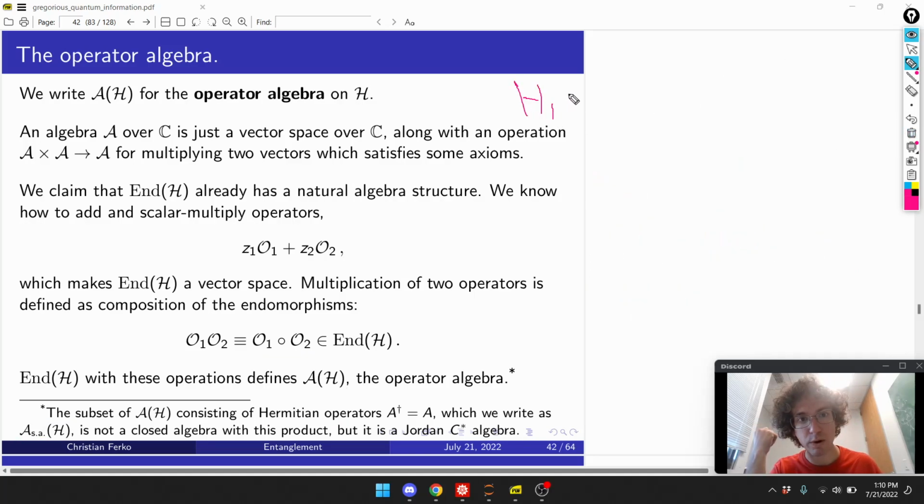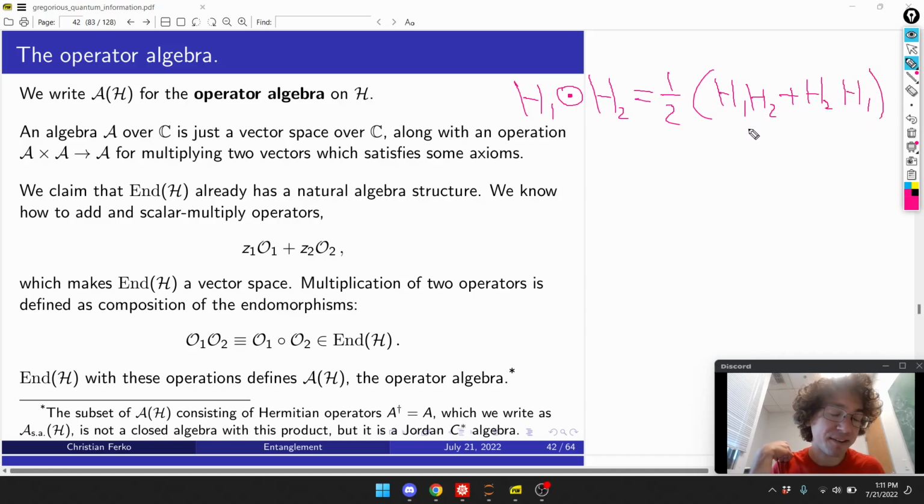You define H1, I'll write the product like this to emphasize it's a new symbol, H1 O dot H2, as a half the symmetrized composition, H1 H2 plus H2 H1. This gets rid of the fact that this thing doesn't commute, because I do it in both orders and average. So an algebra of operators with this product satisfying certain properties is a well-known structure called a Jordan C-star algebra.